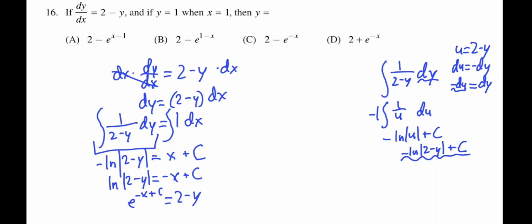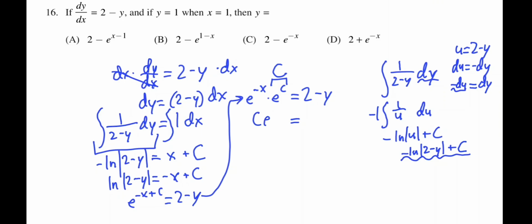Okay, now using properties of exponents, let's break up this e power, so that becomes e to the power of negative x times e to the power of c would be equal to 2 minus y. Okay, now we know that e to some constant value would still be a constant, so we can plug in c for that. And that c can be pulled up at the very front of this expression, and that becomes ce to the power of negative x is equal to 2 minus y.